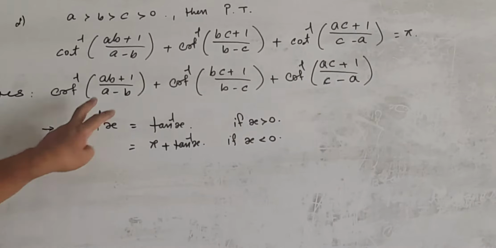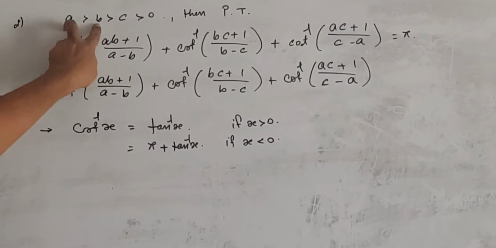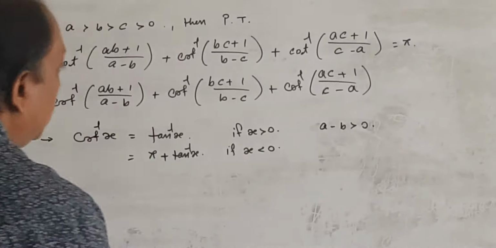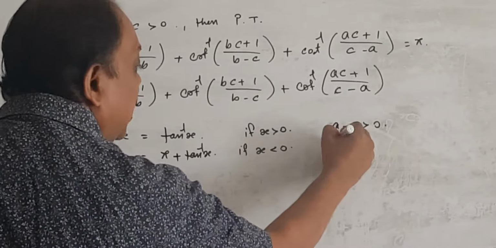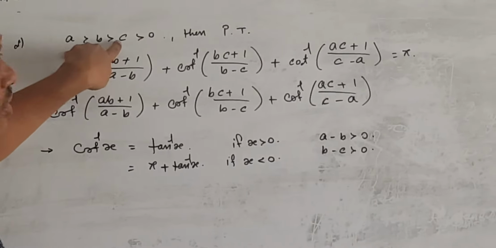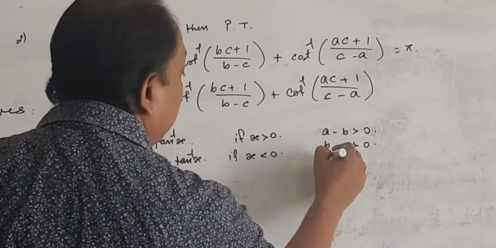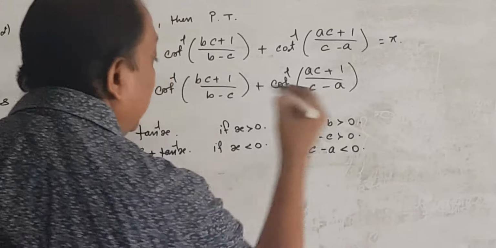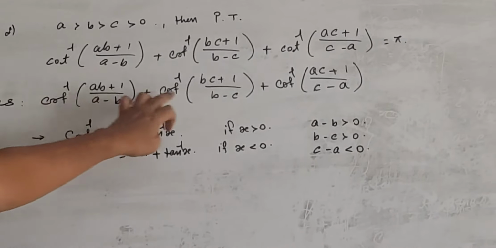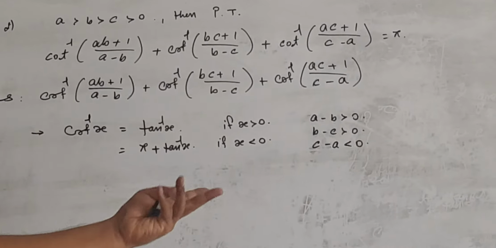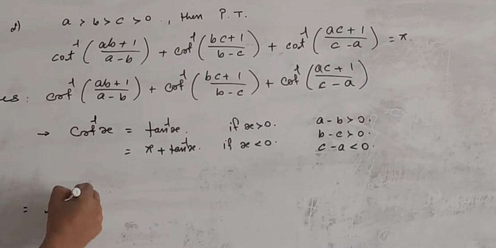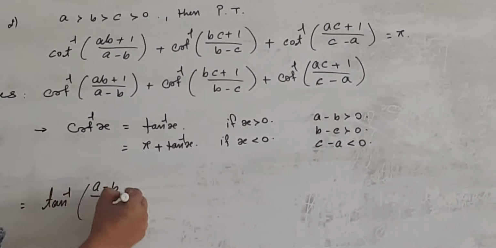Now you can check here a minus b. So a greater than b, so a minus b is greater than 0. B greater than c, so b minus c is also greater than 0. A greater than c is given, so here c minus a will be negative. So we use this rule. In these two cases, only the simple reciprocal of the term, we convert in a tan inverse. So it will be tan inverse (a minus b) upon (1 plus ab).